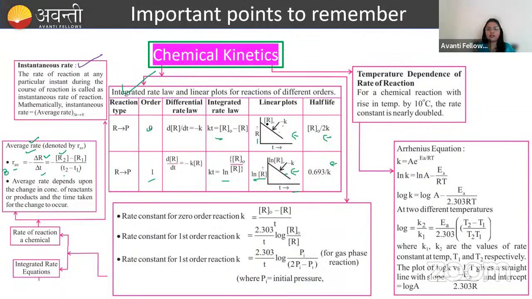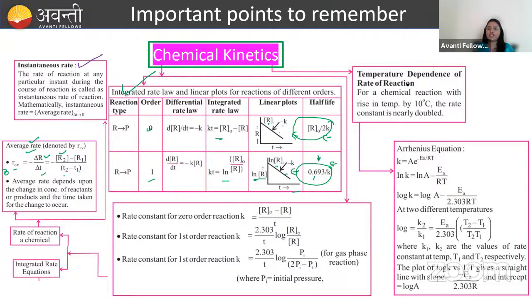Here the intercept is what? Reactant at initial condition. Here the intercept is again the reactant at initial condition, but ln is present there, the natural logarithm. And you know the half-life formula is very important. For zero order, it is concentration divided by 2k, and for first order reaction, the half-life period is independent of the concentration of the reactant. This is a very important formula.